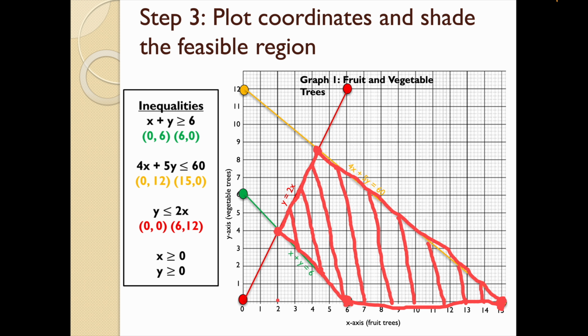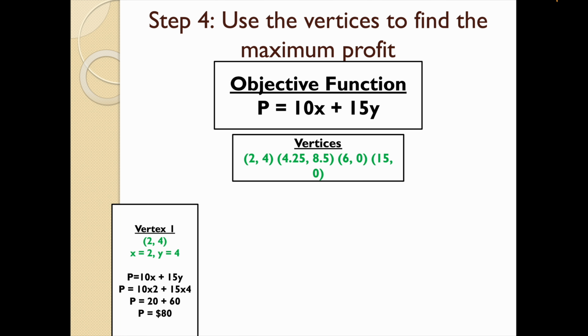So then the next one is 2, 4, which is right here. And then after here, I would roughly say 4.25 and 8.5. This one here is 2, 4. Here is 6, 0. Here is 15, 0. So these 4 points here, 1, 2, 3, 4, enclose the feasible region. Does that make sense?